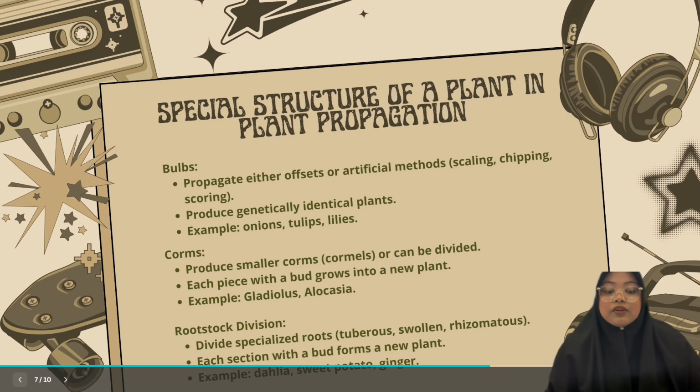And lastly, rootstock division. Rootstock division is a structure that divides specialized roots such as tuberous, swollen, and rhizomatous. Each section with a bud can form a new plant. For example, dahlia, sweet potato, and ginger.